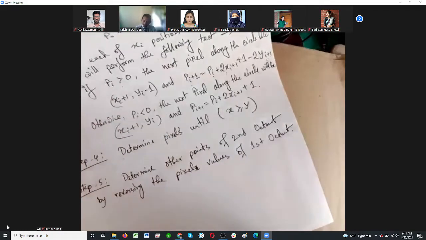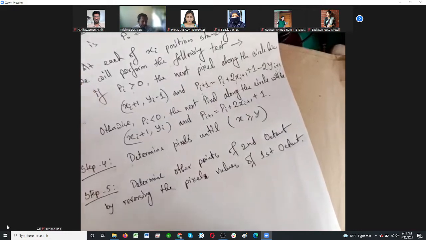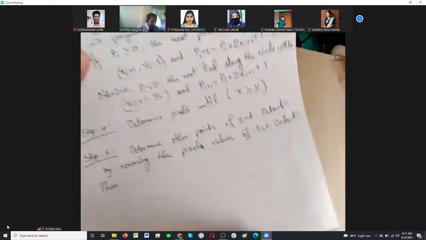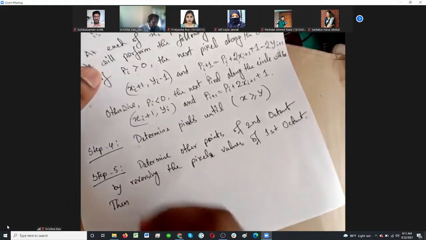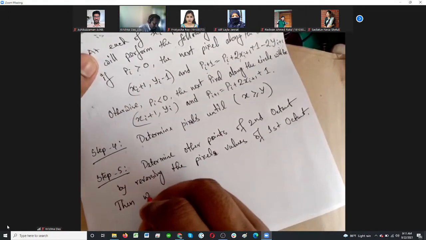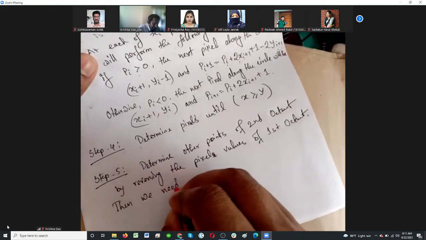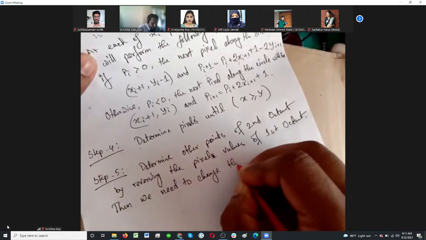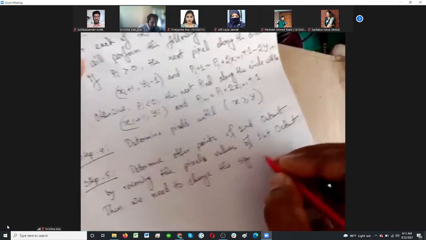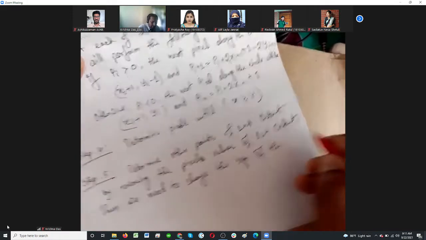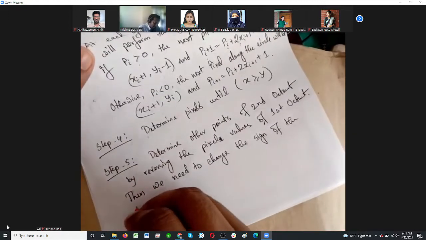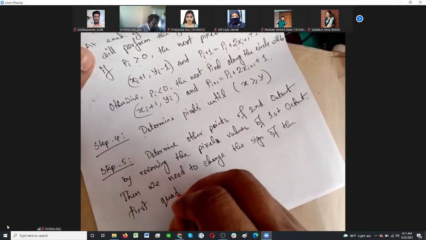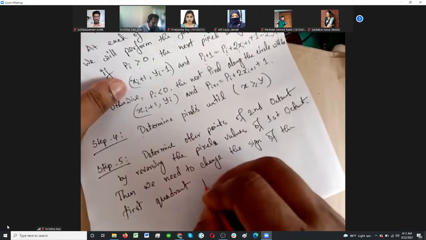Okay, and then we get this extra statement. Then we need to change the sign of the first quadrant pixels.